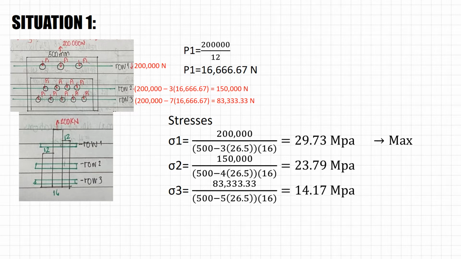In row 2, a number of rivets has been subtracted on this side. It is reduced by 3. So let's get the load value here. 200,000 minus 3, the number of rivets not in this part, multiplied by 16,666.67, the P1, equals 150,000 N. In row 3, it's the same again. It is reduced by 4 more, so 3 plus 4, 7 is what we subtract. So 200,000 minus 7 multiplied by 16,666.67 equals 83,333.33 N.